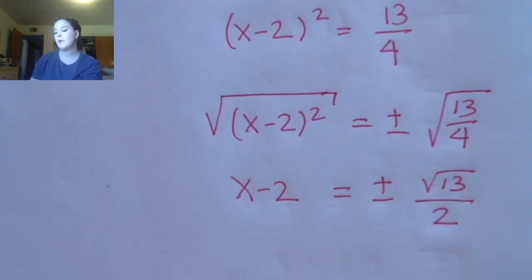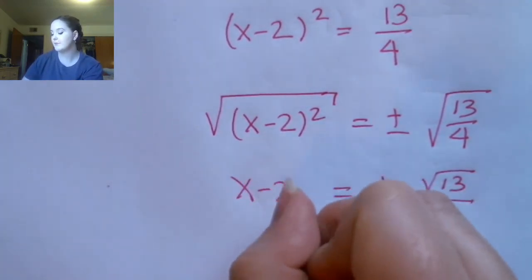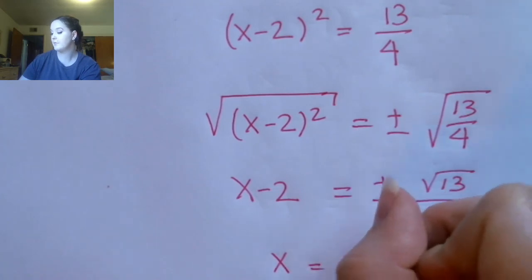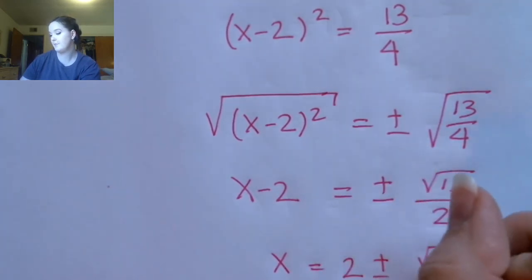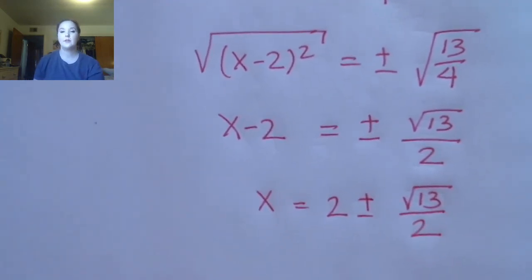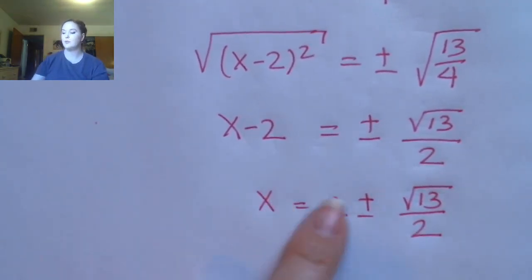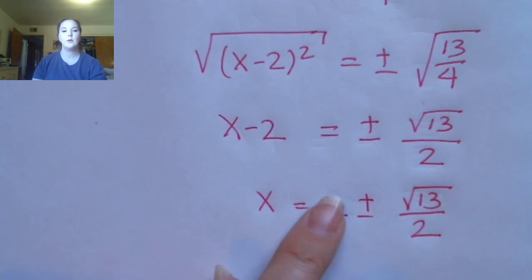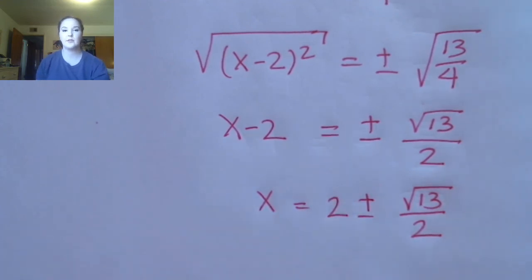Okay, and now I'm going to add 2 to both sides. Okay, so there would be my two answers, 2 plus square root of 13 over 2, or 2 minus square root of 13 over 2.